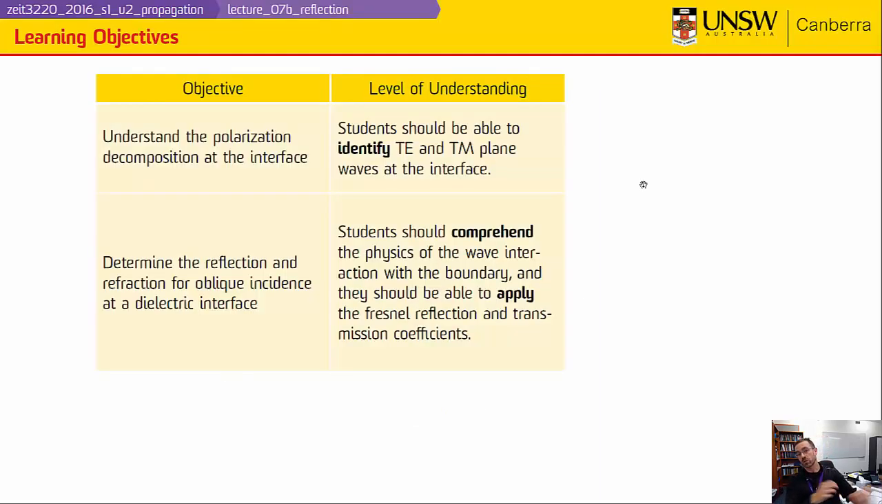Here are our learning objectives for today, and it's important that you understand something about today's lecture. The two main objectives to take away are, first of all, to be able to understand the polarization decomposition that we do at an interface. When we have a plane wave incident on our interface, we have to do a specific polarization decomposition in order to be able to solve the problem. And so students need to be able to identify the TE and the TM plane waves at the interface in order to do that decomposition and to be able to use the formulas.